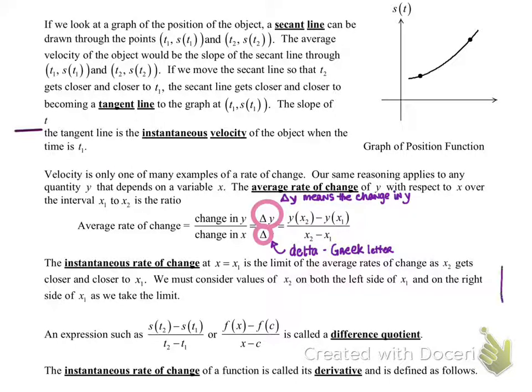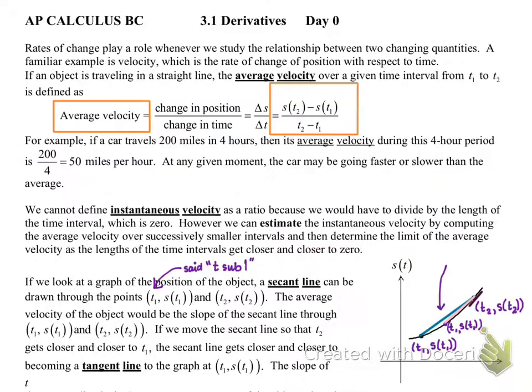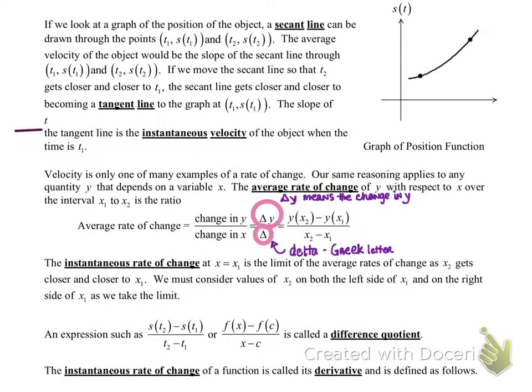Let me backtrack just a second. I'm sorry. We were moving t sub 1 closer and closer to t sub 2 over here. Oh, I did it backwards. So it should have been t sub 2 getting closer and closer to t sub 1. I'm sorry about that.